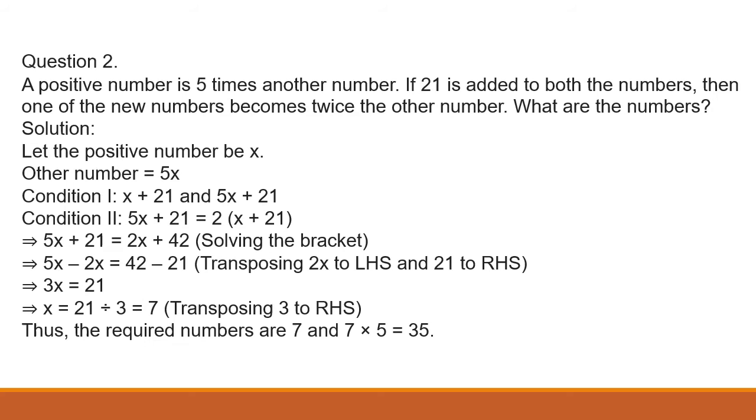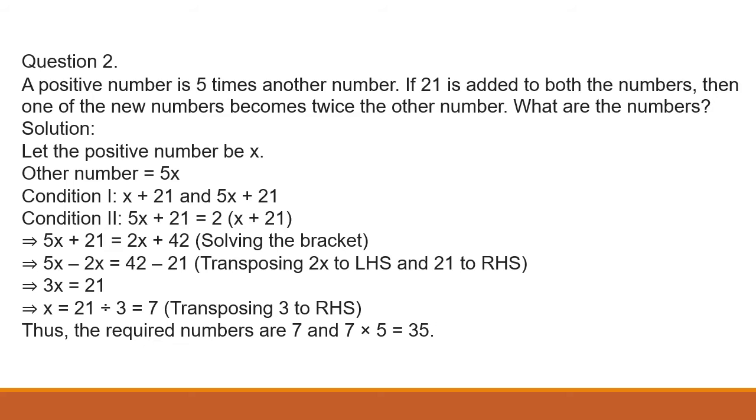If we transfer the multiplication by 3 to the other side, it becomes division. So x equals 21 divided by 3, which is equal to 7. That means 3 1s are 3, 7 3s are 21. Therefore, the x value is 7. Thus the required numbers are: the positive number 7, and the other number is 5 times the first number, right? So 5 into 7, 5 7s are 35. Therefore the required numbers are 7 and 35.